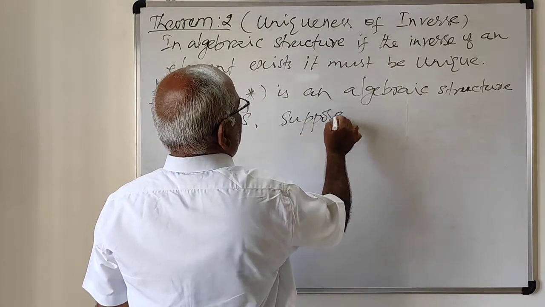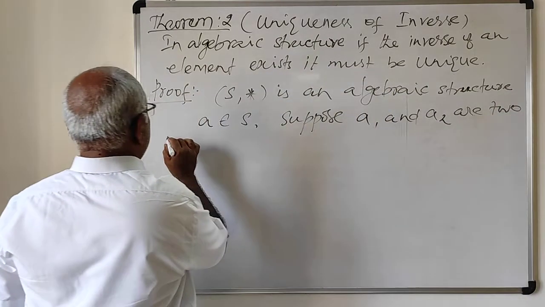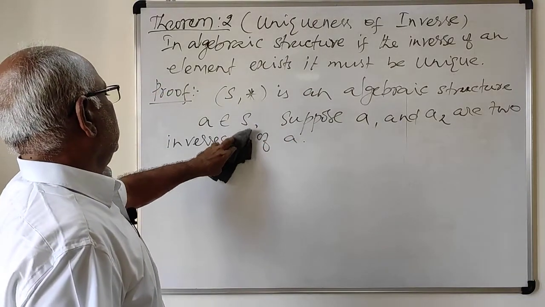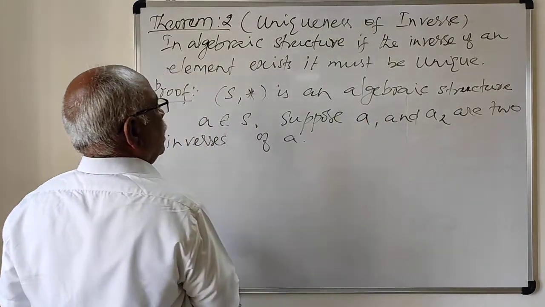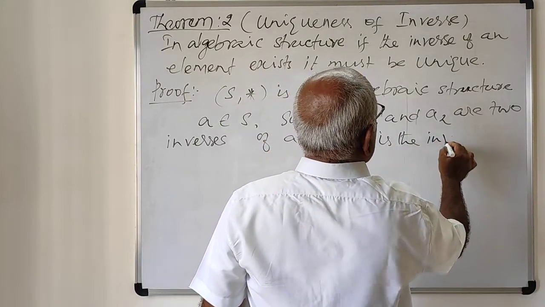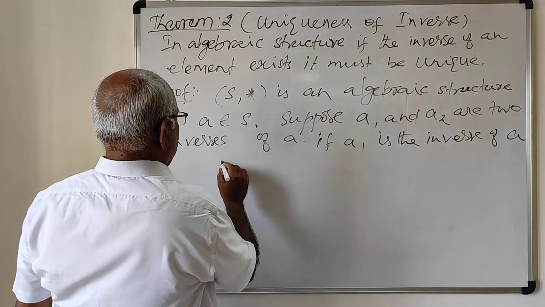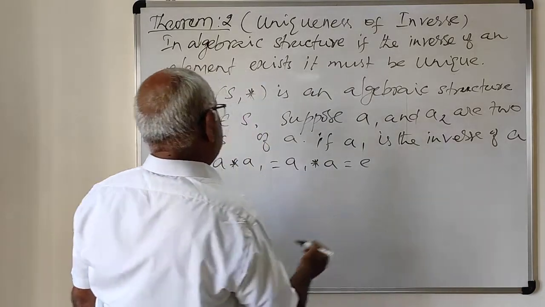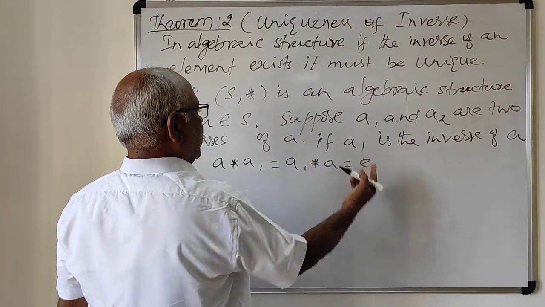Suppose A1 and A2 are two inverse elements of A. If A1 is the inverse of A, we have A star A1 equal to A1 star A equal to E. The element and its inverse operating under the operation give the identity.